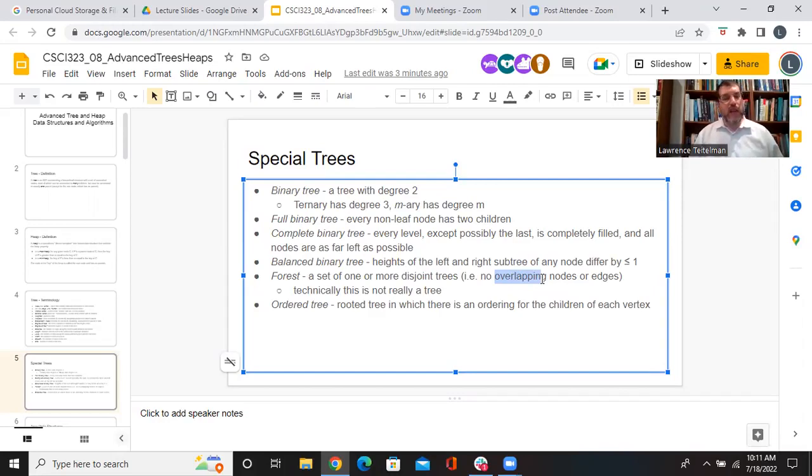Later on today, when we talk about certain heaps, we'll see something like a forest. Maybe it's not exactly like a forest, but it's similar. And then we have an ordered tree. An ordered tree is just a general term that means there's some kind of ordering of the children relative to the root.